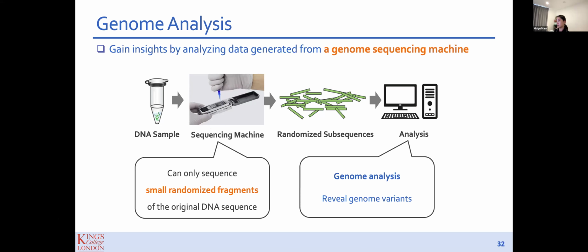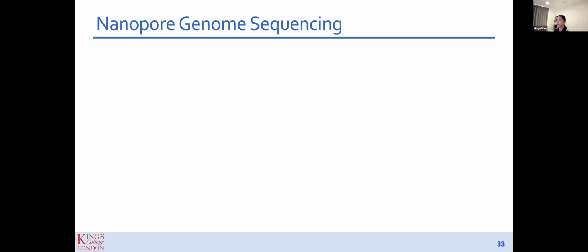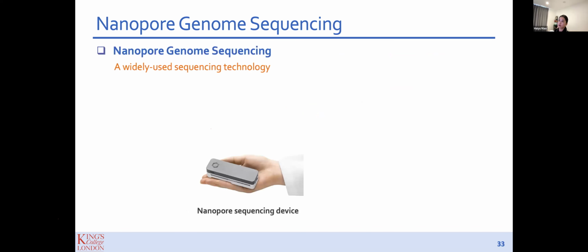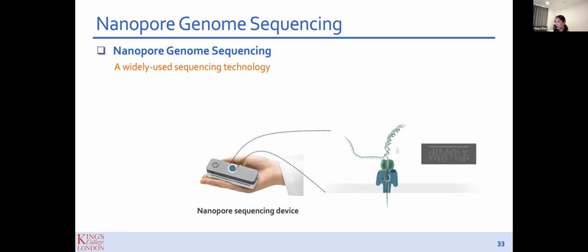And this is genome analysis to review the genome variants. So let me introduce another technology, a specific technology called nanopore genome sequencing, which is a widely used sequencing technology, where we have this device, a very small palm-sized device. And inside it has a nanopore.